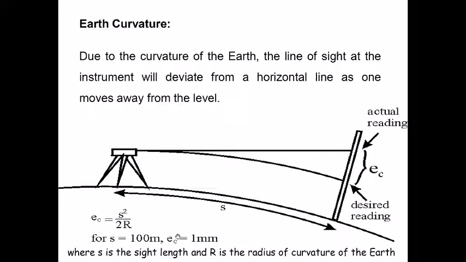So for 100 meters, if the distance between the instrument and the leveling rod is 100 meters, this error is almost 1 millimeter. So usually we can neglect this, but if you're doing some work in which utmost precision is required, then you can always compensate for this error using this equation just by calculating the distance between your instrument and the leveling rod.